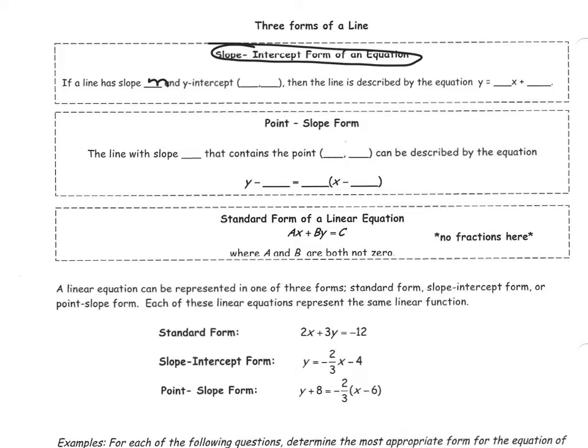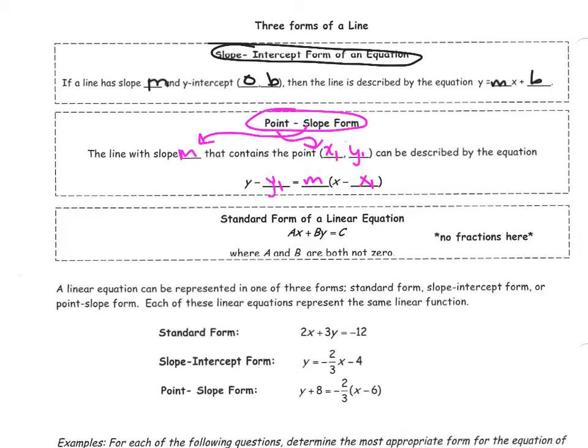Slope-intercept: if a line has slope m and a y-intercept of b, then our equation is just y equals mx plus b. So that's nothing new. Point-slope, you may or may not remember from geometry. If we have a line with slope m and it contains a point, say (x1, y1), we can rewrite this as y minus y1 equals m times x minus x1.